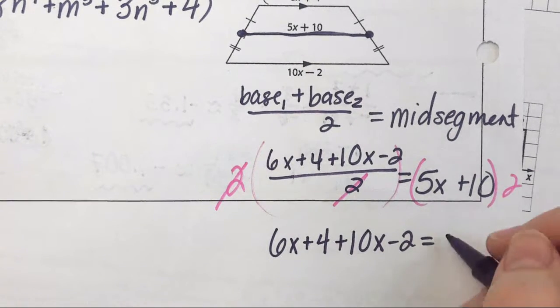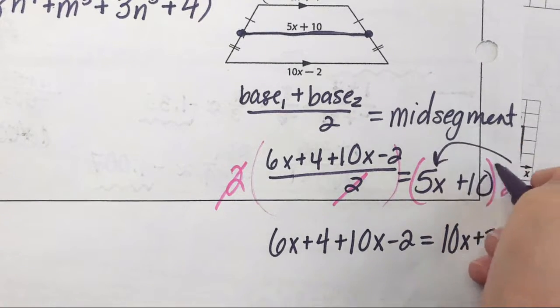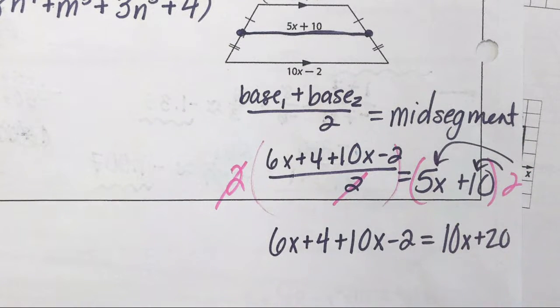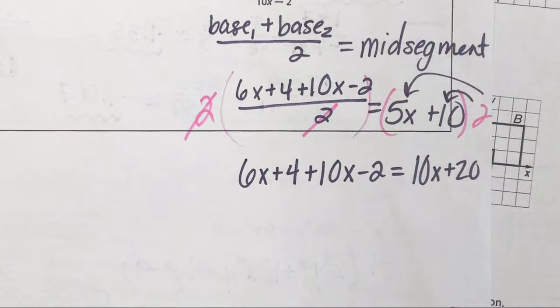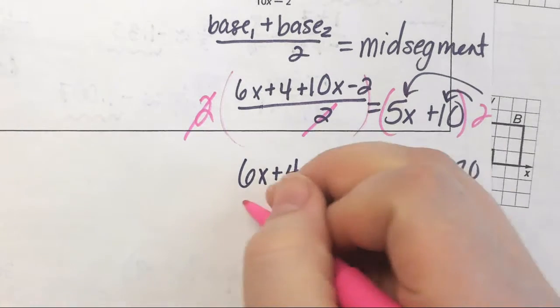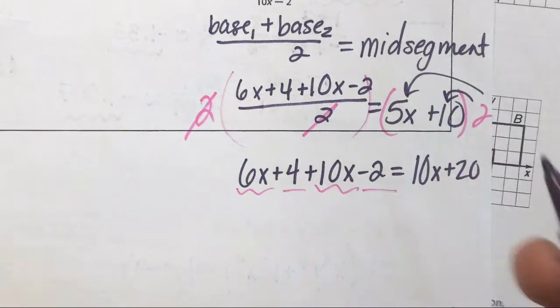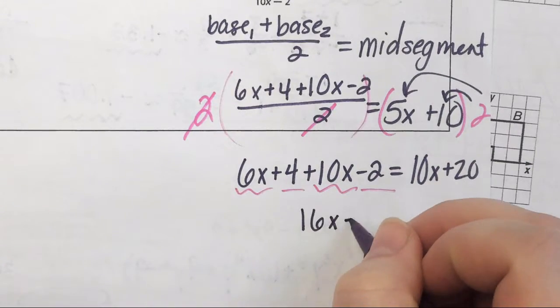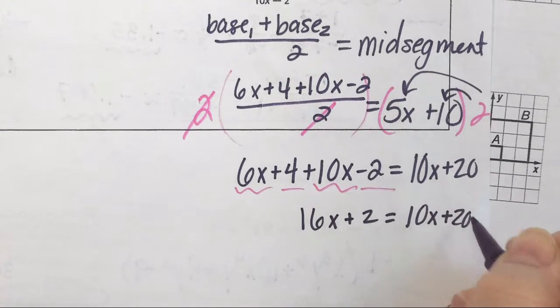10x plus 20. That's what I wanted to know. Dylan remembered how to distribute. If you don't distribute, specifically when we cross multiply with a proportion, you're blowing this chapter, I bet, the way you did the last one. Okay, if we combine our like terms, we have 16x plus 2 equals 10x plus 20.